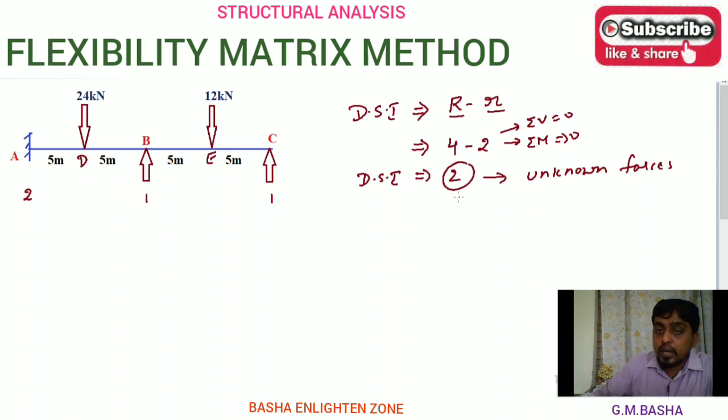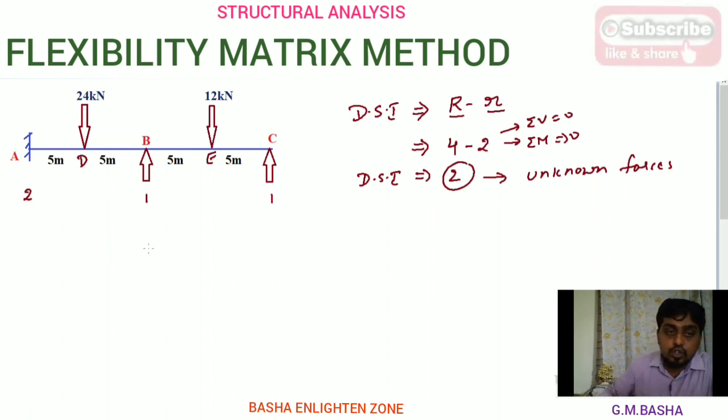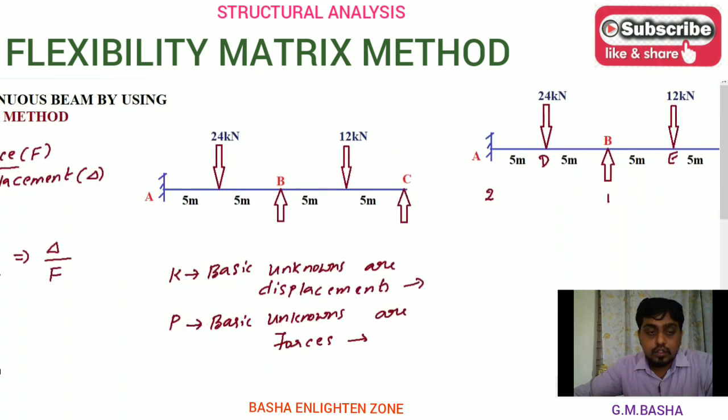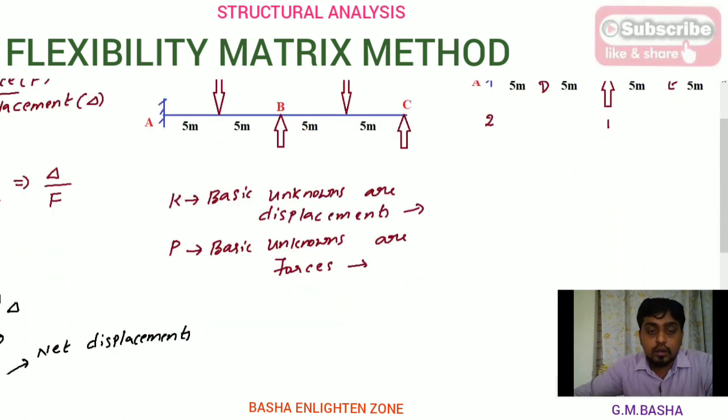Whenever you get two unknown forces, there will be 2 by 2 matrices to solve this problem. Already I told you the formula. Flexibility will be equal to, so your formula will be this one.